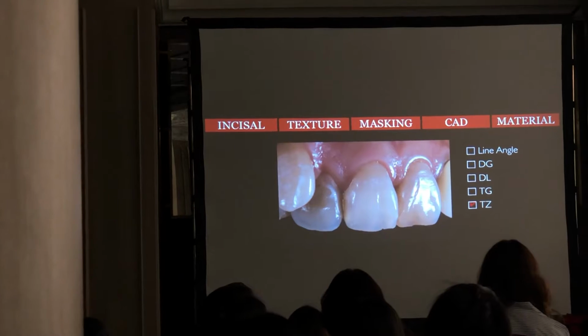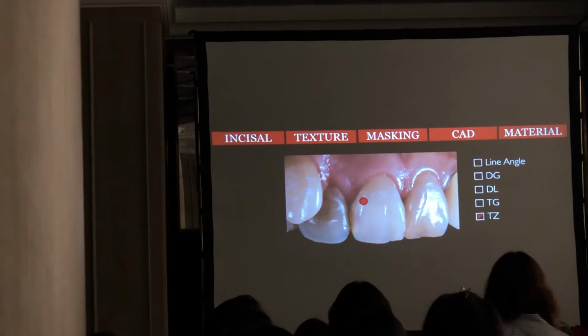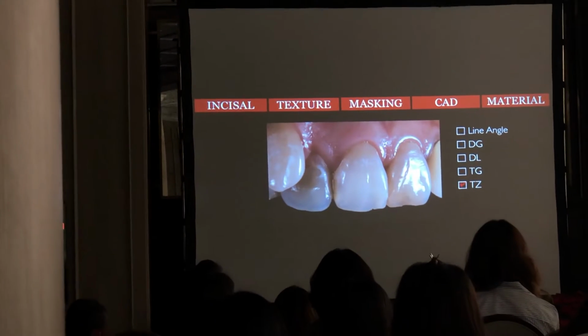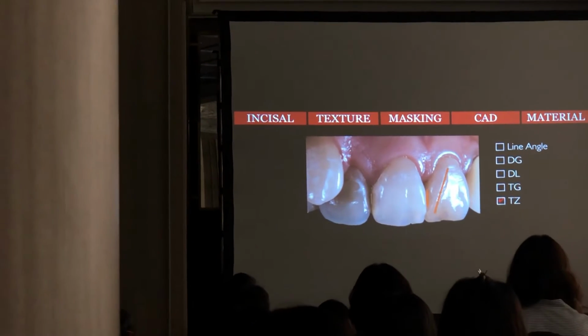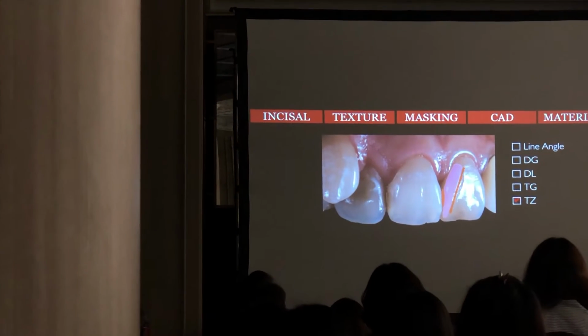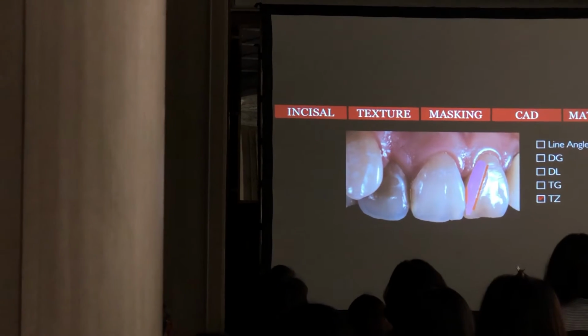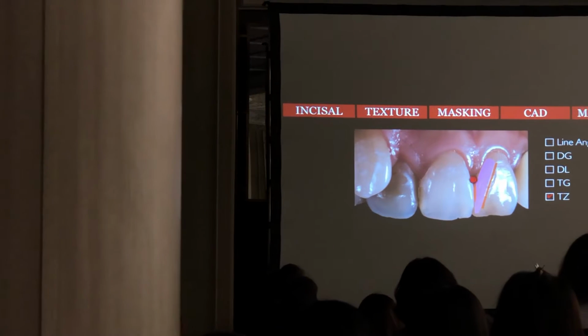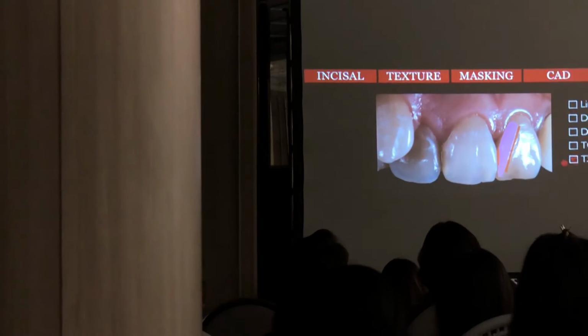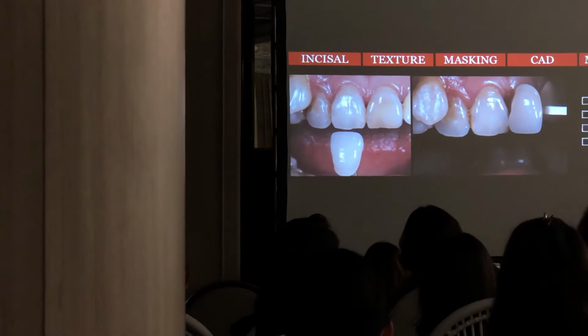And does this patient have the transition zone? Is it very big? Yes. So you need to point here and let the dental technician know you need to strengthen your mesial line angle and have the space to maintain this transition zone.